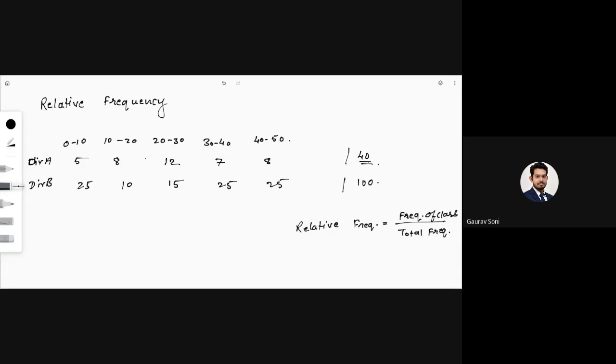So what I'm going to do is, the total frequency is 40. So 5 by 40, which is 1 by 8. This is going to be 1 by 5. This is going to be 12 by 40. Similarly, I can get the frequencies over here. So that is going to be 1 by 4, 1 by 10, 15 by 100. And now you can compare these two numbers, right?